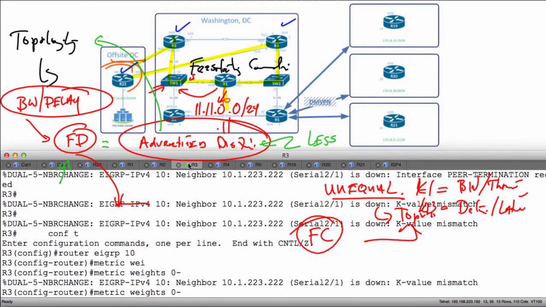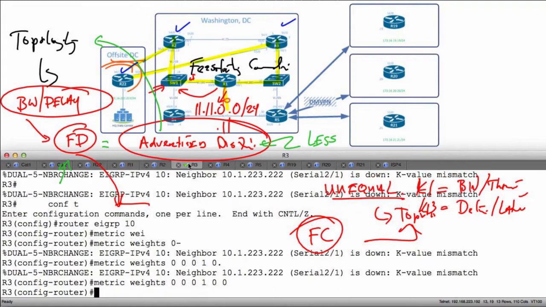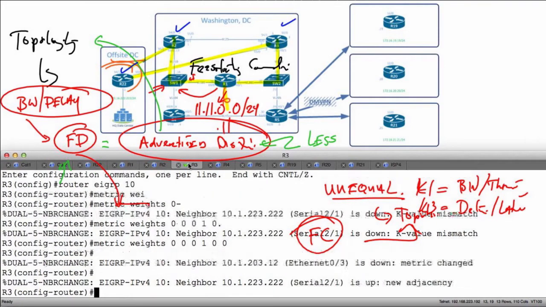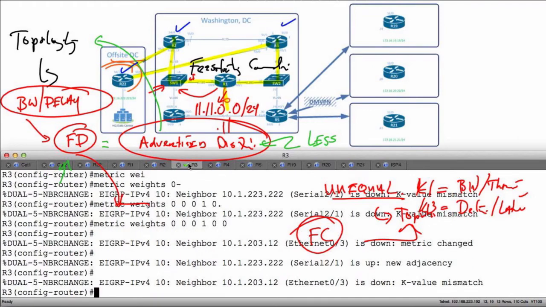Remember, TOS is always 0. We're turning K1 off. K2 is always off. We're leaving K3 on. And now we set that. That should bring our metric back, our unit back up. But what's going to happen is we do not get our connection back with Cat1 and Cat2.